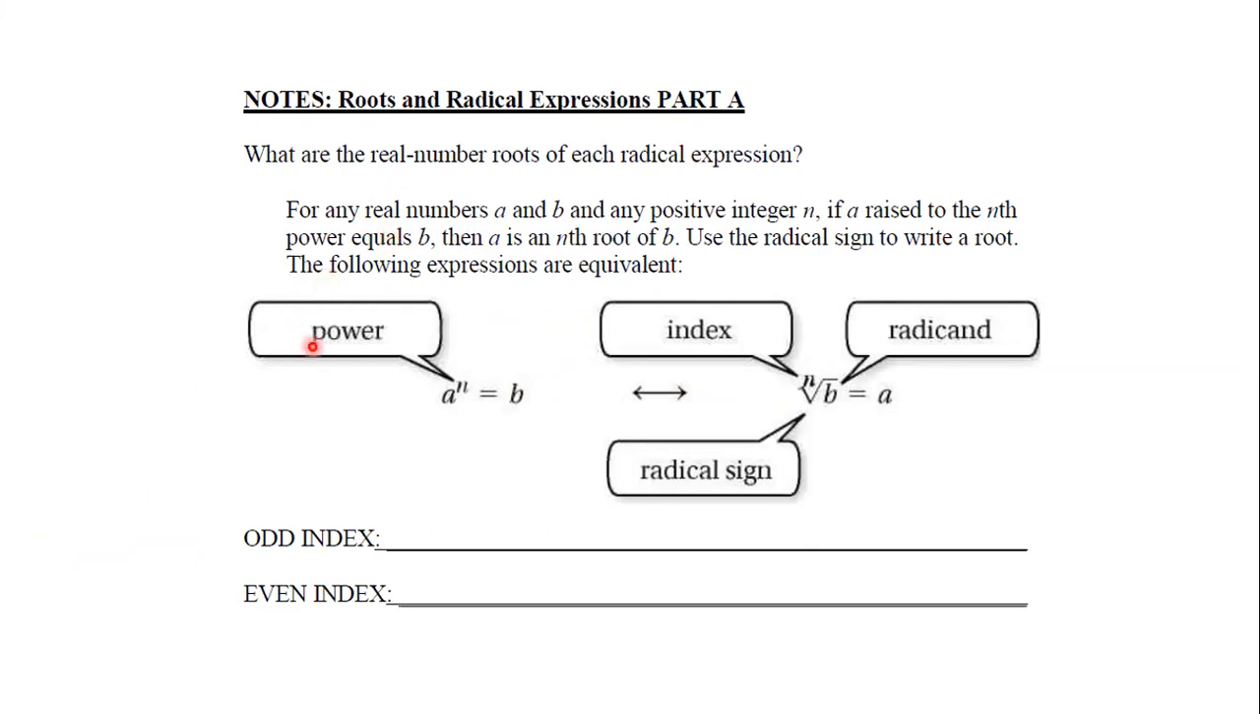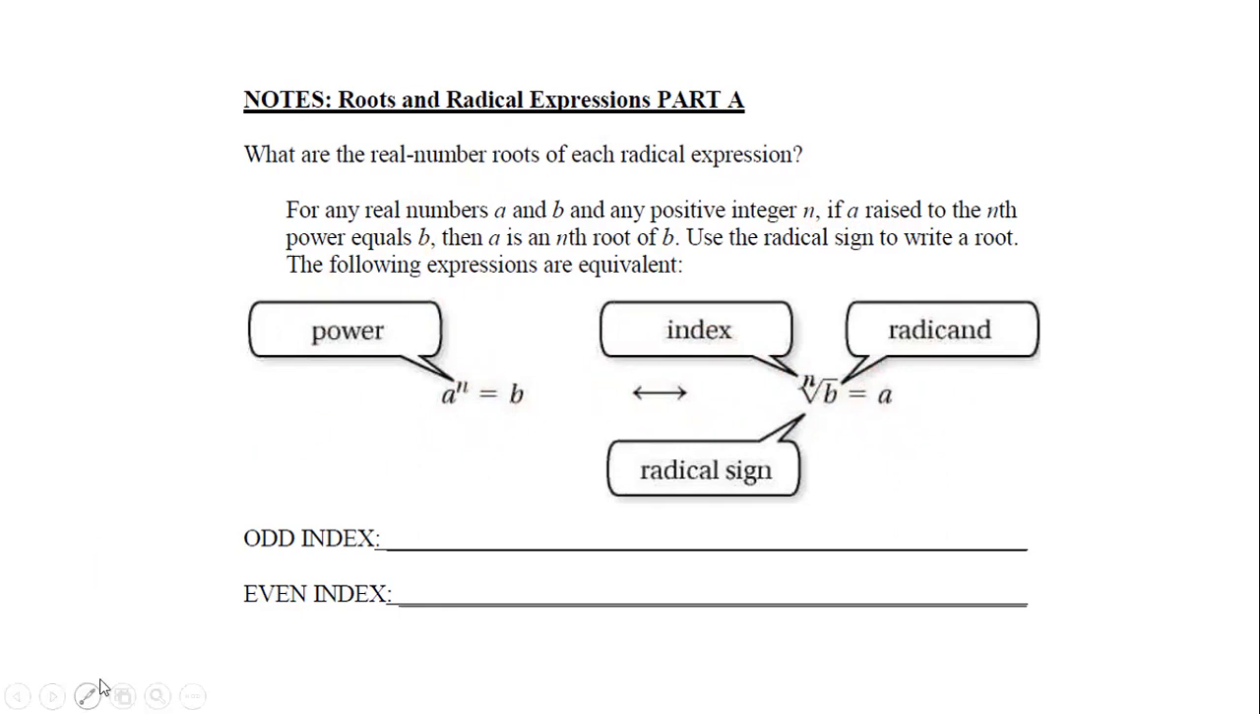Got it? All right, so for any real numbers A and B and any positive integer n, if A is raised to the nth power, then B is the output. It equals B, right? Now, its inverse is a radical, okay? The inverse of raising something to a power is to find the radical of it. Your n is now your index. Your B is now what we call your radicand. And your A is now your output, okay? They're inverses of each other.